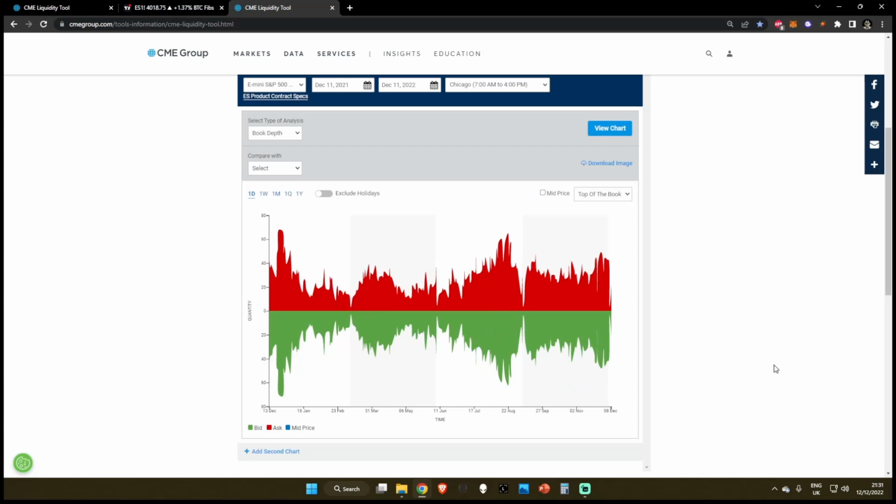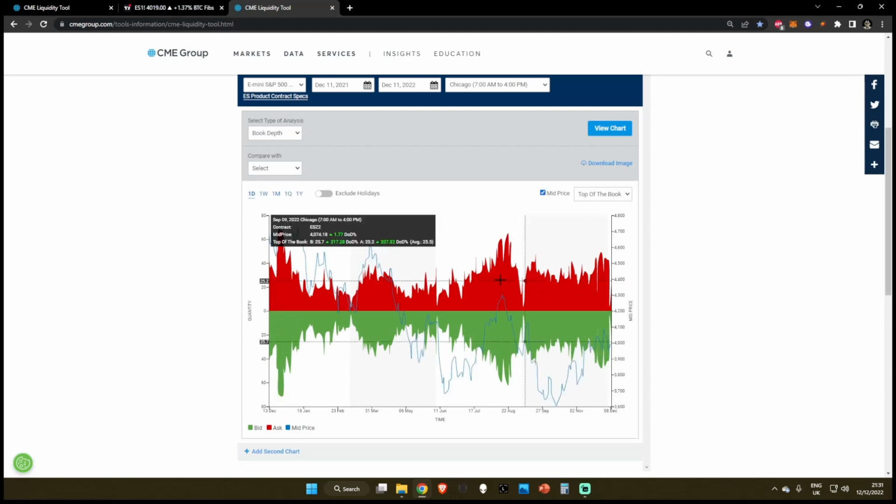So once again, this is why I highly recommend that you place the mid price over this. If you're not placing the mid price over this and you're only looking at the contract sizes and not the mid price, it's definitely harder to see when these peaks and troughs are going to come into the market.